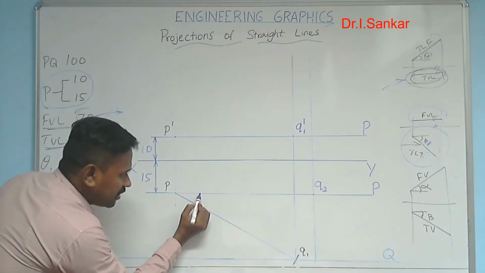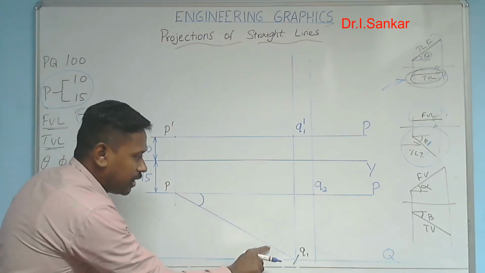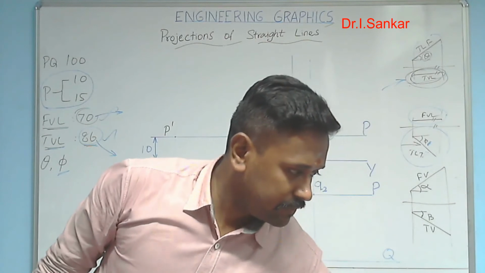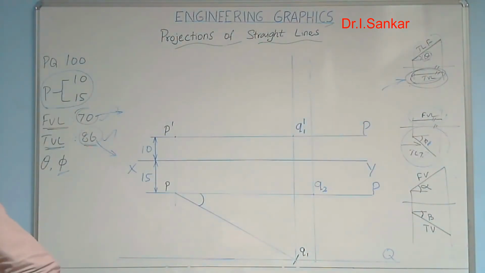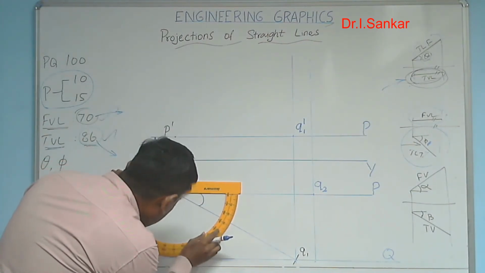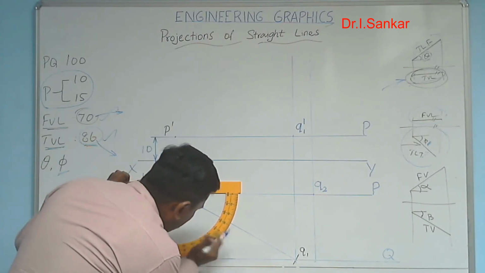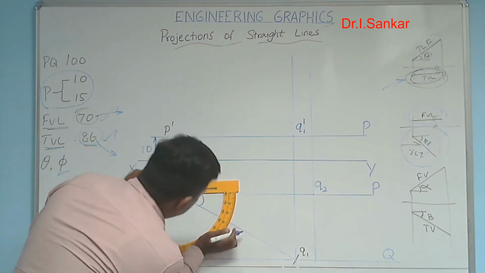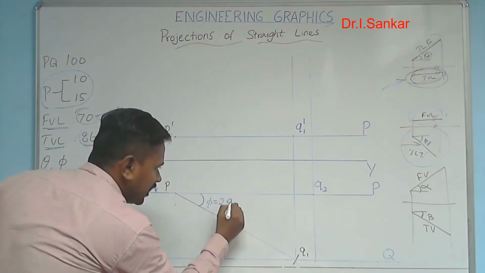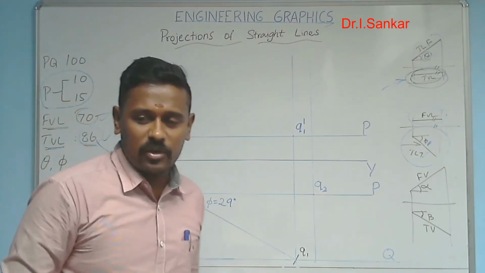Immediately you can measure the angle of inclination between the true length line in the top view with respect to XY. Measure it and mark it. For me here, the phi value I am getting is 29 degrees. By using the proper tools and actual dimensions, your results may vary.